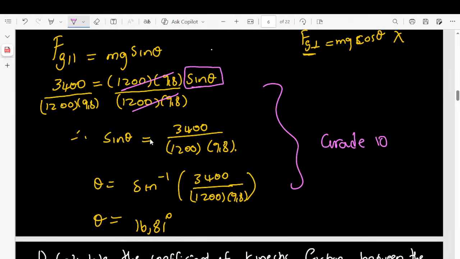So now that we have sine theta is equal to 3,400 over 1.2 times 9.8, our aim is to find theta. How do we find theta? The sine inverse. Inside the bracket, 3,400 over that. So this tells me that you need to go and revise grade 10's work where you are solving for angle theta.